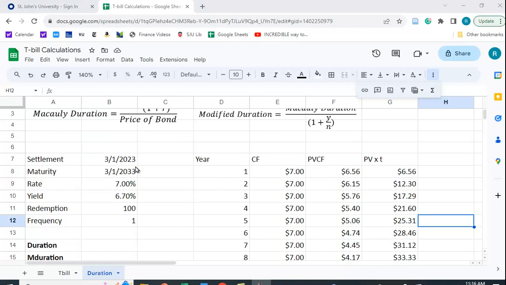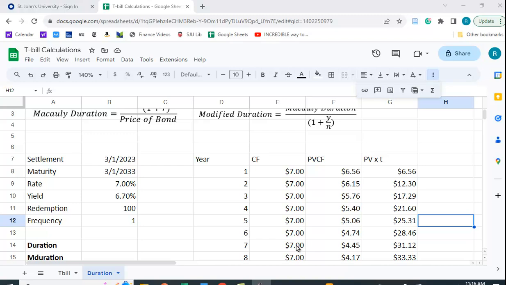I have an example here. Settlement is March 1st of 2023, maturity March 1st of 2033, so a 10-year bond, with a coupon rate of 7%, a yield of 6.7%, and a redemption value of 100. You have to use 100 in this function, so you can't put in 1,000 as a redemption value. And the frequency is the number of interest payments each year. There's also one other argument you can put in. I'll show you when I use the function.